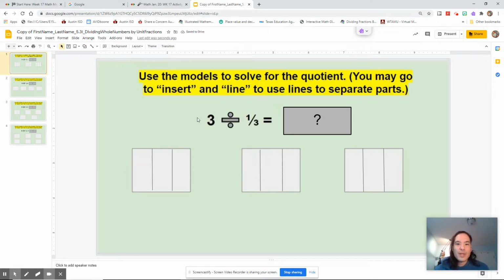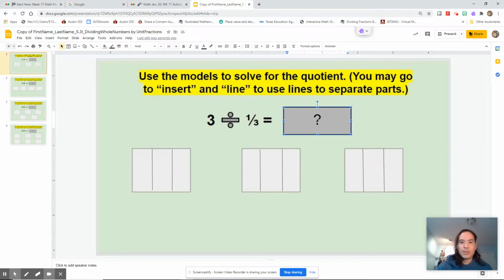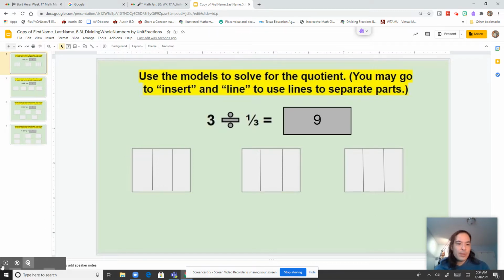All right, so what we did right here is we took 3 candy bars and we cut them into thirds. Now what we have to decide is how many thirds are we looking at? We're looking at 1, 2, 3, 4, 5, 6, 7, 8, 9 thirds. So if we take 3 candy bars and we cut them into thirds, we would have 9 pieces.